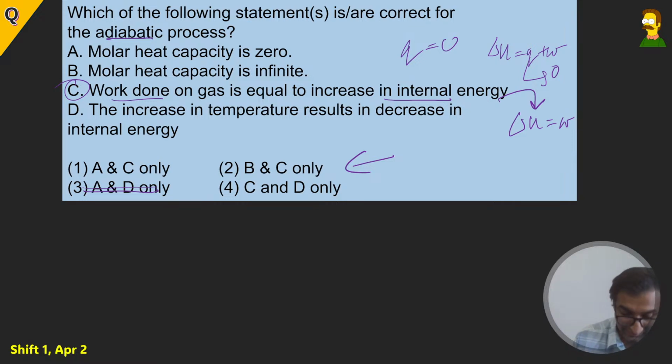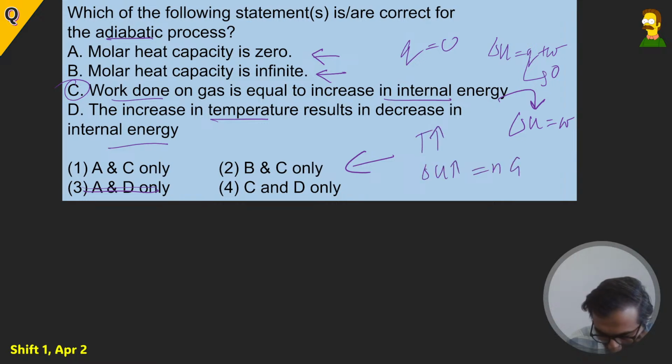That's बहुत अजीब चीज़ लिखी है. Molar heat capacity infinite, molar heat capacity 0. ये थोड़ा अजीब है. We'll look at that later. The increase in temperature results in decrease in internal energy. ये तो उल्टा हो गया ना. अगर temperature बढ़ गया तो फिर delta U also will increase because there is nCv delta T, right? So ये वाला हट गया. अगर ये हट गया तो ये भी हट गया.